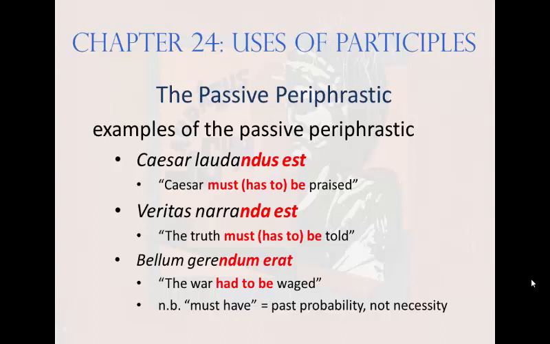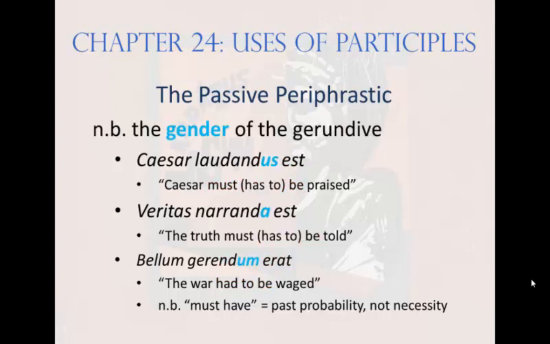Note also that all these gerundives, future passive participles, in passive Andys are really predicate nominatives, and as such must agree in number, gender, and case with the subject. That means they'll change form as the subject changes. See how all the gerundives here have the same gender as the subjects they go with? Laudandus is masculine to go with Caesar. Narranda is feminine to go with veritas, and gerendum neuter to go with bellum. As you can see, the same is true of number.